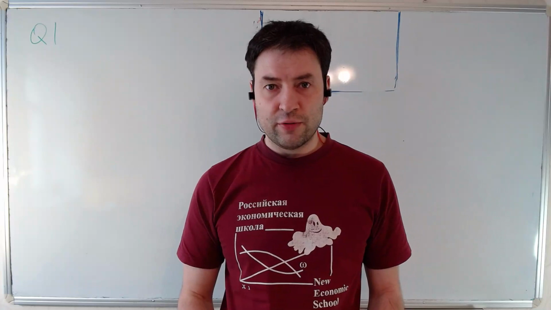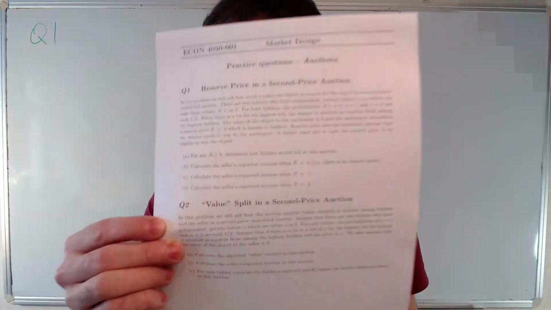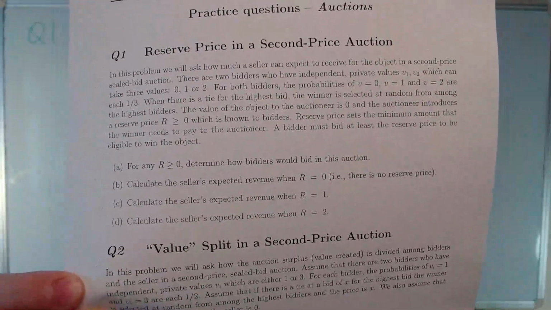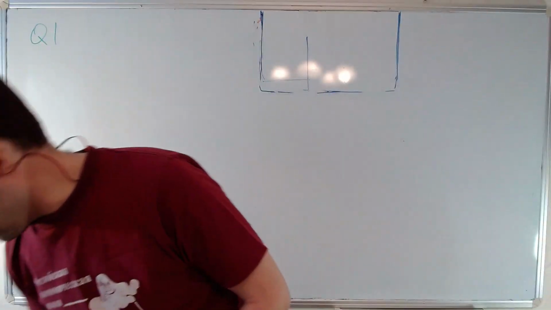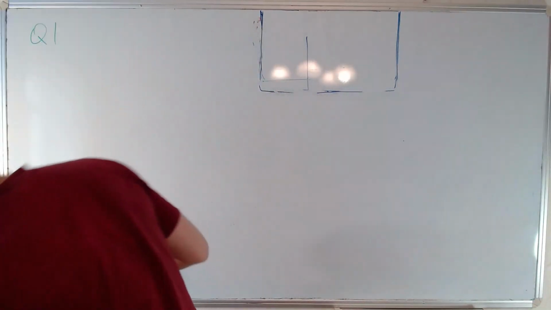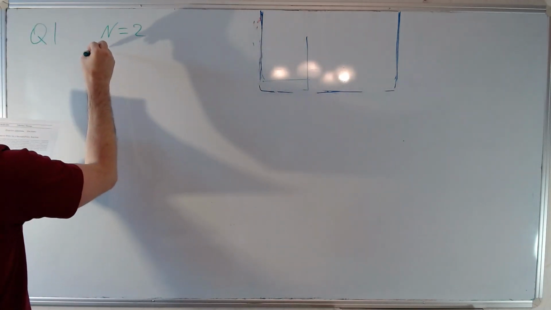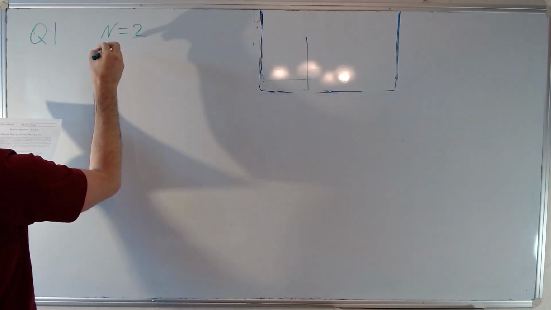Okay, in this video, I will solve the first question from the practice questions for the final. So this is the one I will be solving. Let's see. It's a question about reserve price in the second price auction. We have two bidders. So I'll just write two bidders and their values for each bidder.